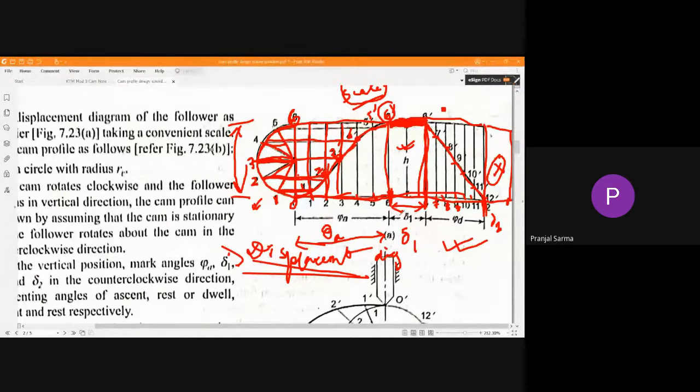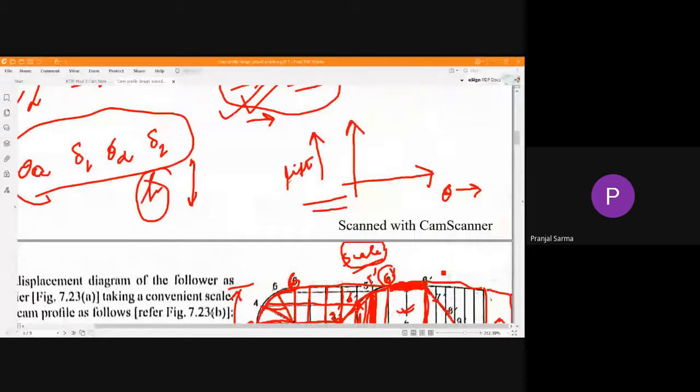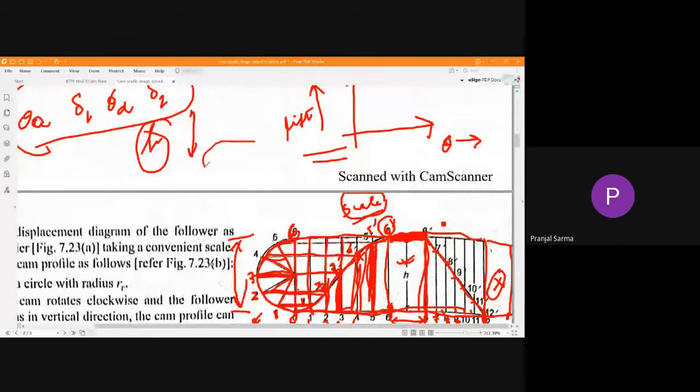Now, considering proper scale here, why is it important? Because see, these lines, whatever up to the curve you get, these heights, this height, this height, etc., actually give you the indication about at this particular location, that is 1, 2, 3, 4, 5, 6, what is the lift of the follower? That is the idea it gives you. And using this idea, we get the shape of that particular cam as well as the size of that particular cam.